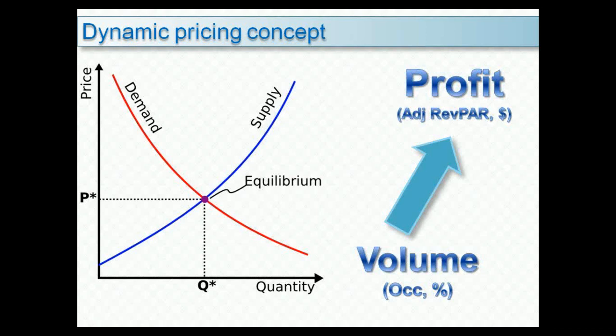So instead, the hotel should concentrate on increasing profitability through adjusted RevPAR index. In general, room rates should be increased when demand is strong in order to capitalize on ADR, and lowered when demand is weak in order to increase occupancy.